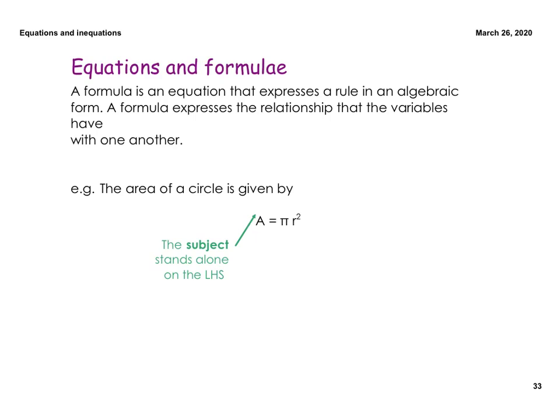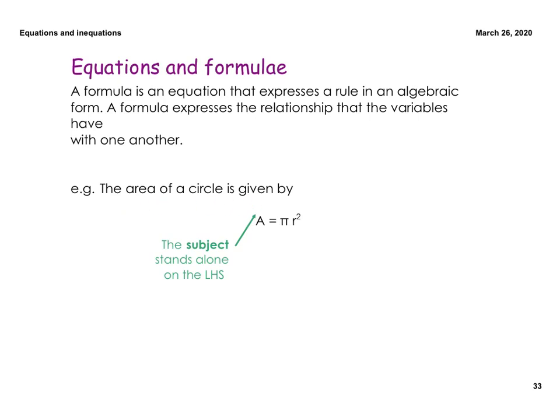Okay, next bits. Today is equations and formulae. So a formula is an equation that expresses a rule in an algebraic form. So pretty much a more specific type of equation. And also formulas tend to have more than one letter as well. Like for example, A equals pi r squared. Obviously we have A and we have r, where A is the area of the circle.